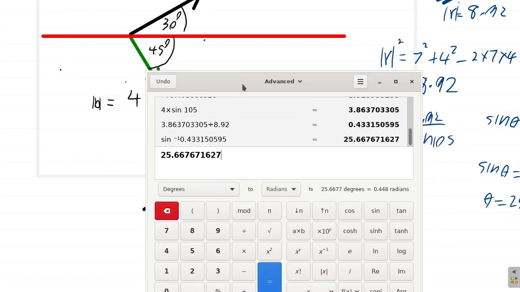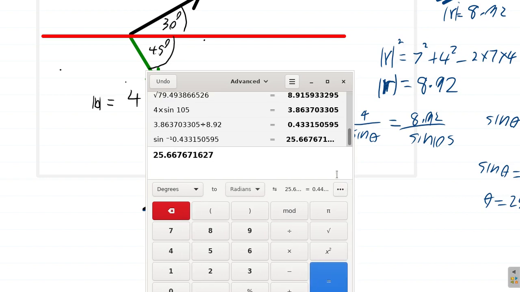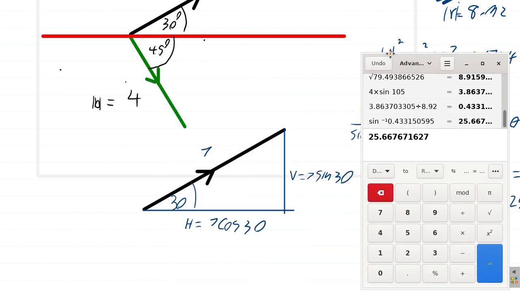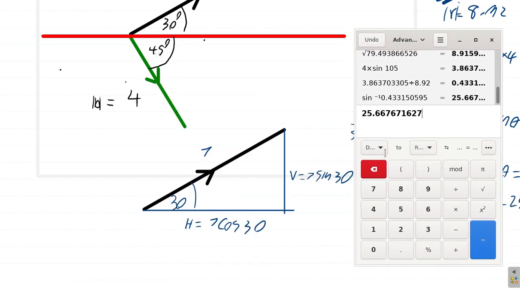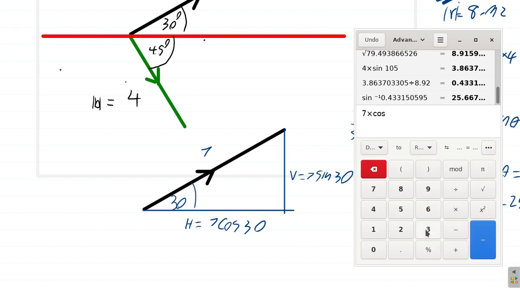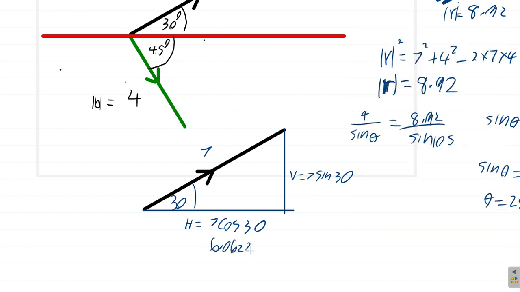Now, let me try and get my calculator to be a bit smaller. It takes up too much space, let me narrow it down. Alright, so here now, 7 times cos 30 equals 6.0622. So 6.0622, that is the horizontal.